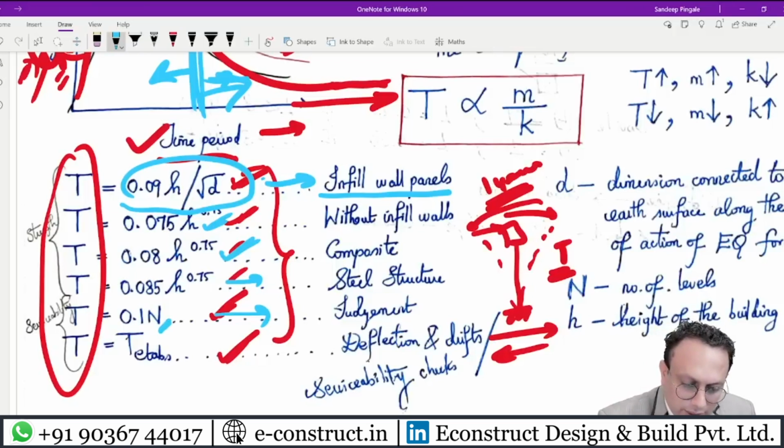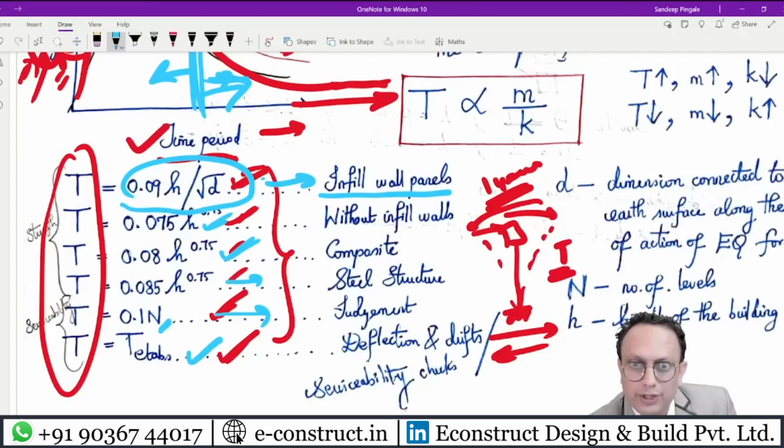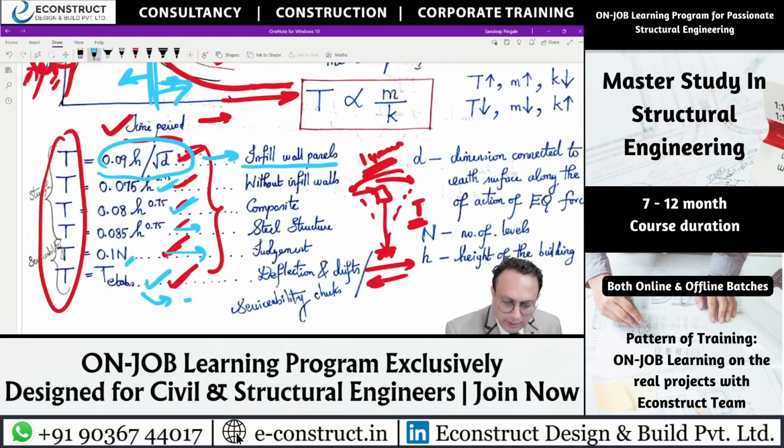So 0.1 n: what is n? N is the number of levels, how many levels the building has. T is equal to T tabs means ETABS is calculating the time period for you. It is based on the time period being directly proportional to the mass and inversely proportional to the stiffness, K. If the time period is more, the building is more flexible and takes more time to come back to its original situation. Time period is more means the mass is more and the stiffness is less.